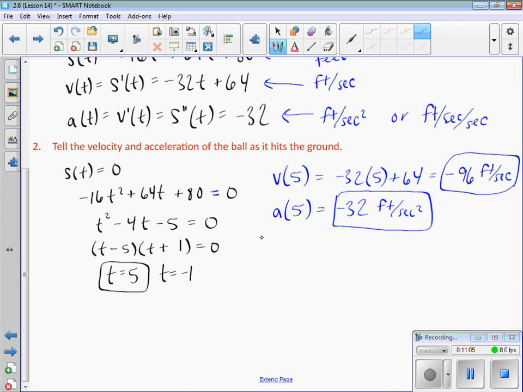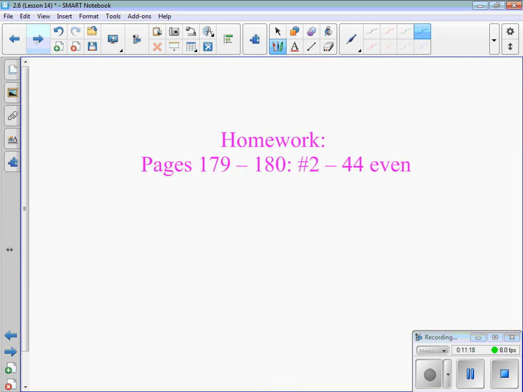Okay, so that means the ball is falling with a velocity of 96 feet per second, and the acceleration is 32 feet per second squared when it actually hits. So, okay? And that takes care of the notes there.